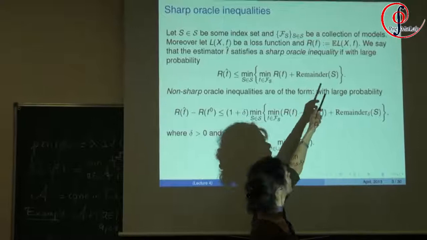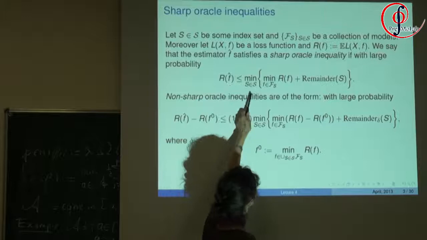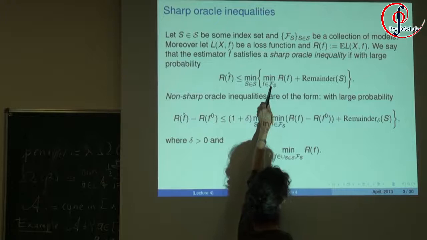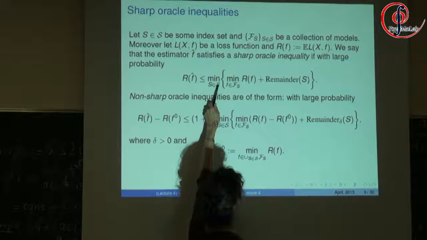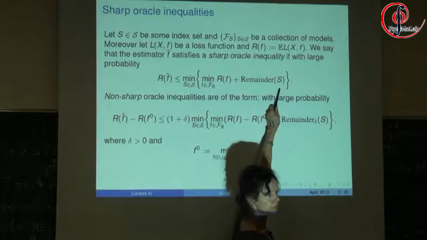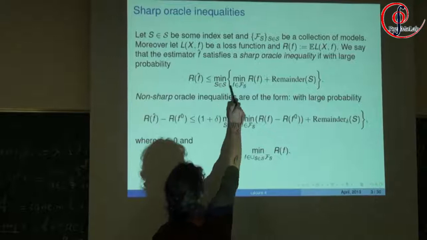Now, a sharp oracle inequality is saying: I have an estimator, something which depends only on the data, which, if I take the model S, has the best possible risk. And then I don't know which model to choose, so I want to minimize over all possible models, but then of course there is a price to pay to mimic. That's called the sharp inequality. So it wants to mimic the best within the class. And it's called sharp because here there's a constant one, so this is the best oracle estimator.